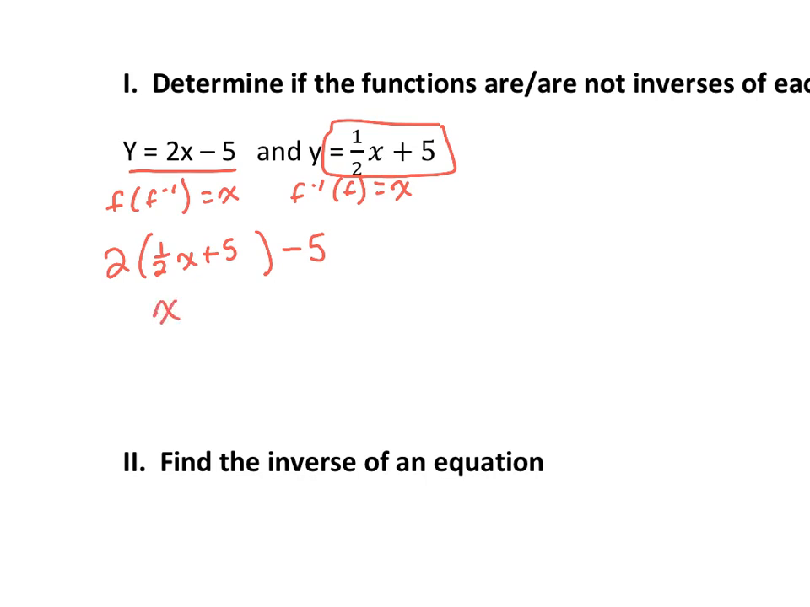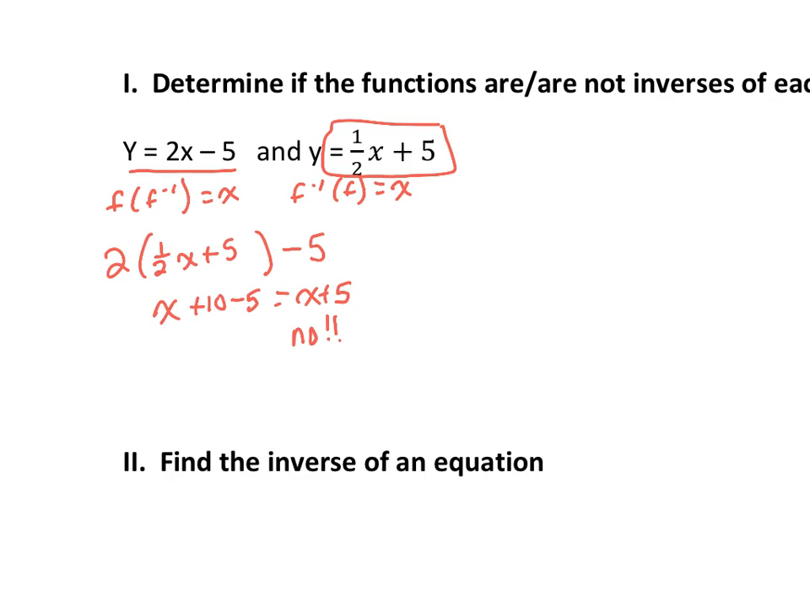We get x plus 10 minus 5, which is equal to x plus 5. So I do not get x. Technically we should check both directions, but since we already see that this is not working, there's no point in checking the other direction.